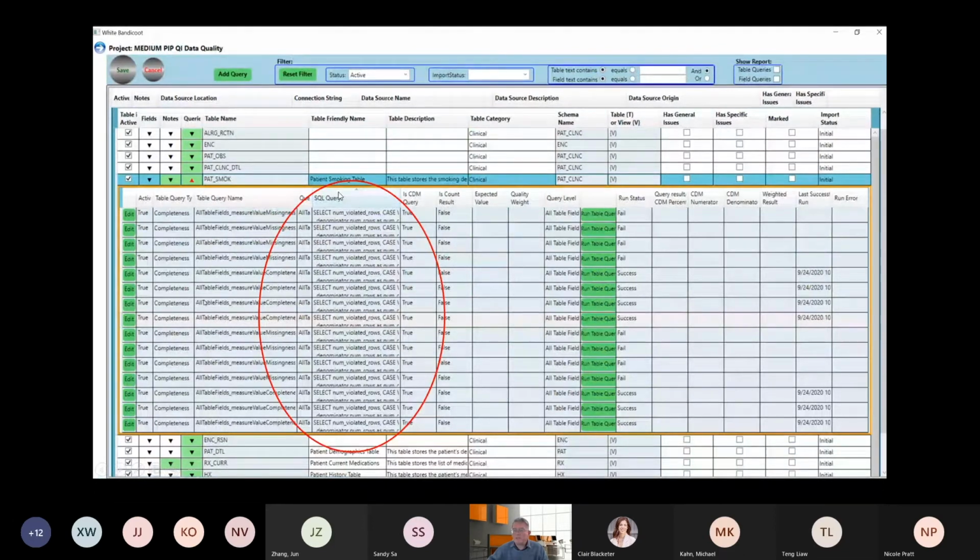And here we're seeing data inside a patient smoking table, and what you're seeing here is all of the queries replicated across, so these are completeness queries that are replicated across all of the fields in a table, and you can do that by pressing a button, and we can run individual queries or you can run them all.